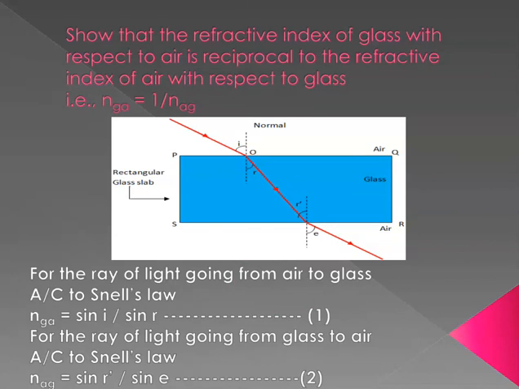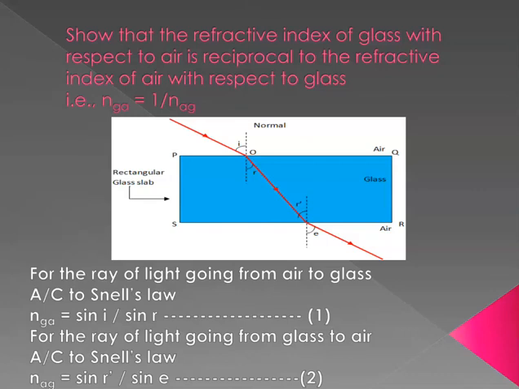Now second proof: show that the refractive index of glass with respect to air is the reciprocal of the refractive index of air with respect to glass. In symbol we can write nGA is equal to 1 by nAG. Here we write refractive index of glass with respect to air is equal to 1 by, that is the reciprocal of, refractive index of air with respect to glass.